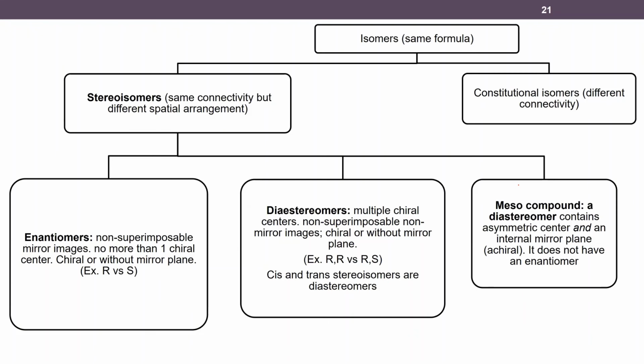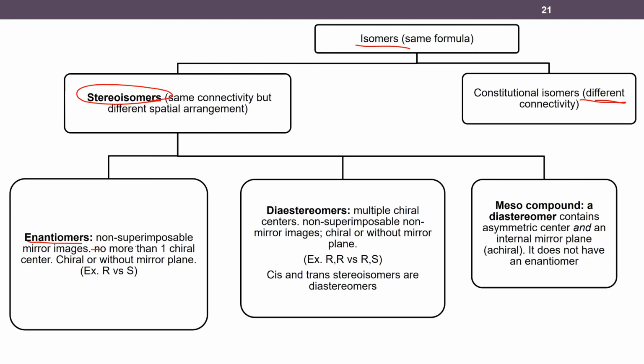Okay, here's an overview. We know our isomers have the same formula. If they have different connectivity, we call them constitutional isomers. If they have the same connectivity, we call them stereoisomers. Well, assuming they have different spatial arrangement, because if they have the same spatial arrangement, they're just the same molecule. So within stereoisomers, we've seen our enantiomers, non-superimposable mirror images, like our hands.